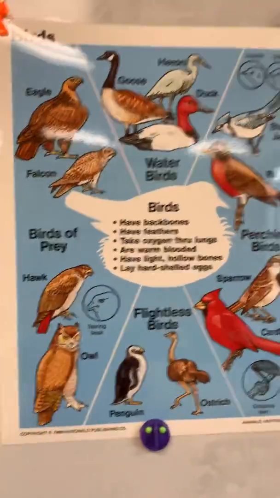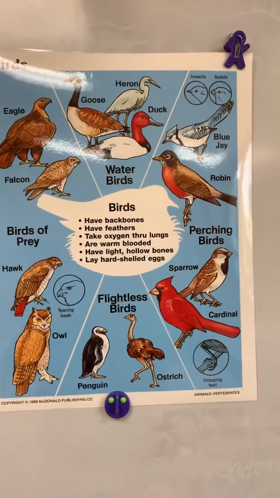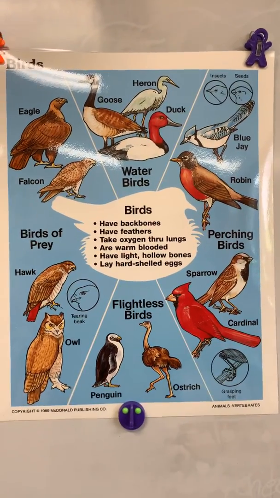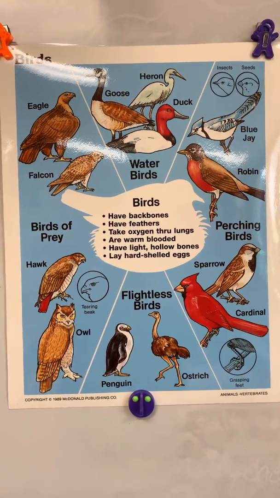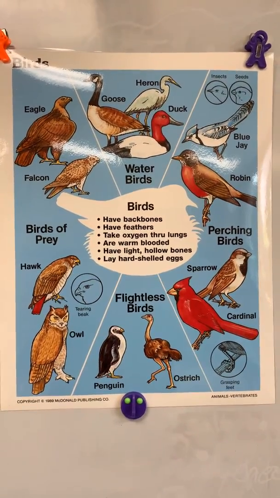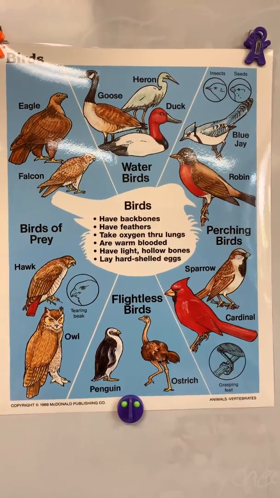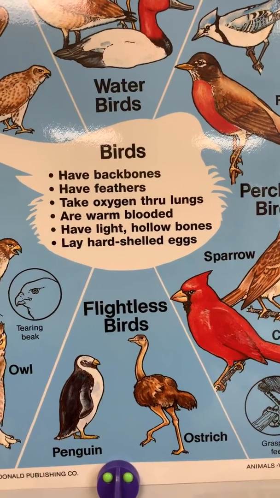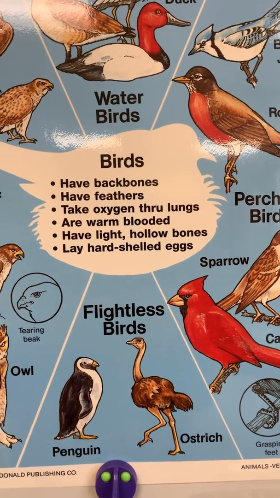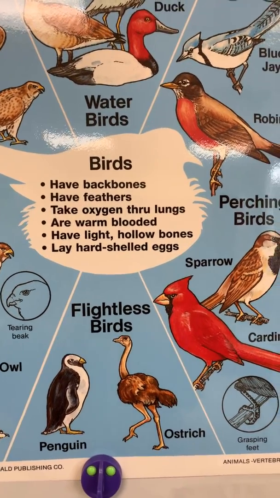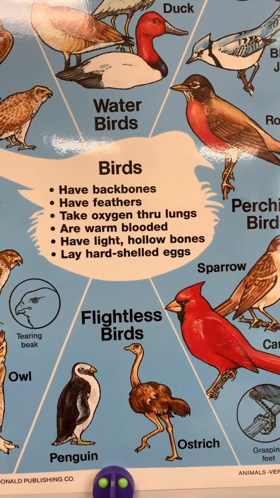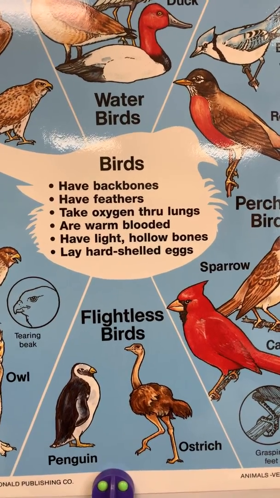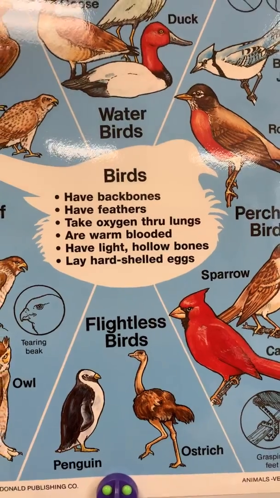So I'm looking at my bird poster, and similar to that poster on the reptiles and amphibians, in the middle it has listed unique characteristics for birds. So let's look. Backbones, feathers, they breathe oxygen with lungs, they're warm-blooded, or what we call endothermic, light hollow bones, and lay those amniotic eggs with a hard shell.